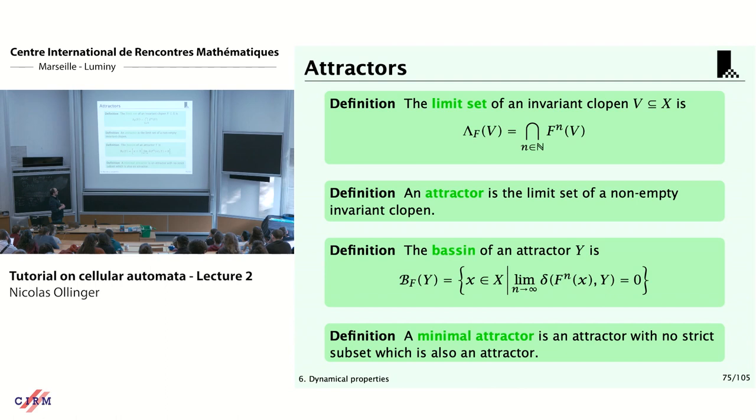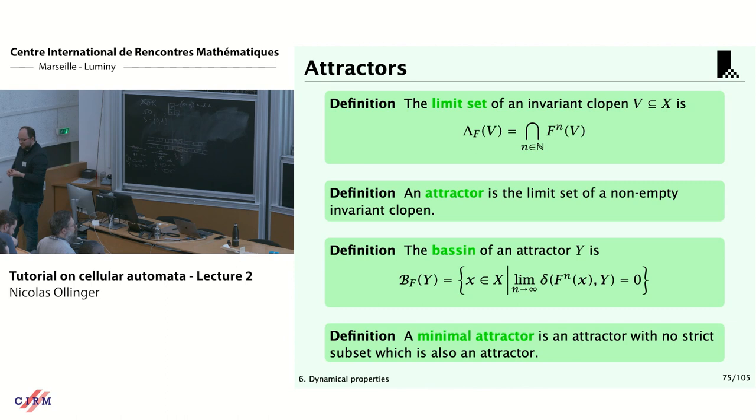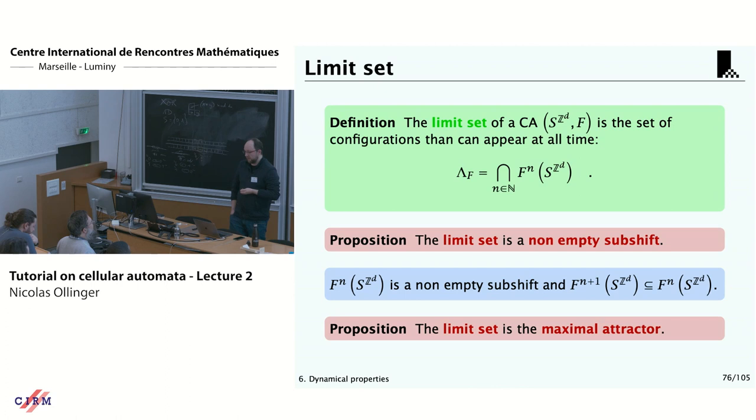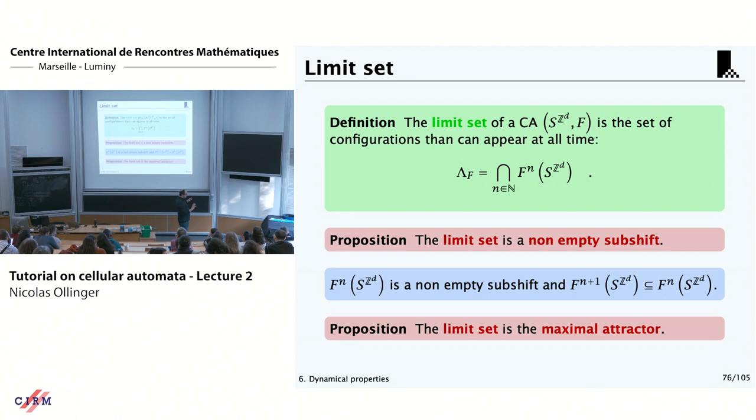The one that I will be really interested in is, for cellular automata, a kind of maximal attractor that you get by taking V, the set of every configuration, and F, some cellular automaton. This is the definition for cellular automata. You have your set of configurations, you have your global rule, and you take the intersection of all the images after n steps of every configuration. This is a subshift, because all my F^n of the full shift are non-empty subshifts. They are included in the next one. At first, it looks like it contains configurations that might have different finite history, but we will see in a minute that it's better than that.